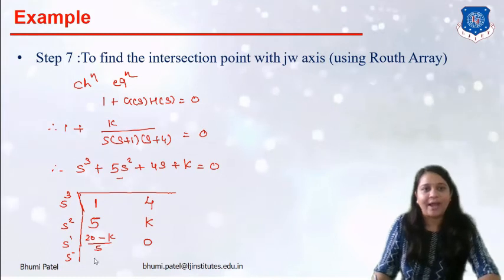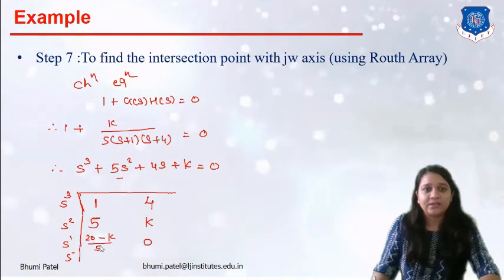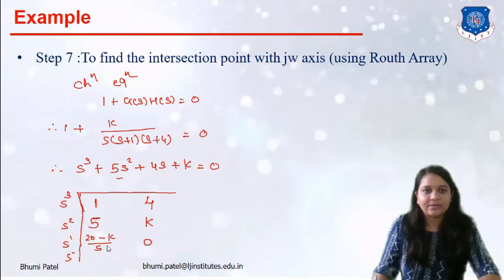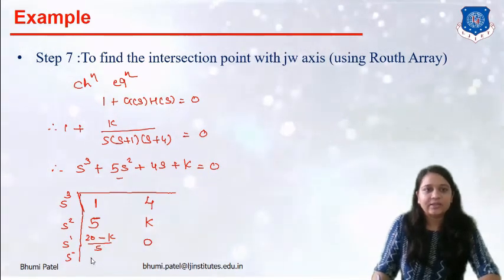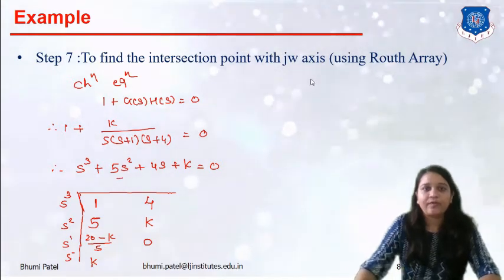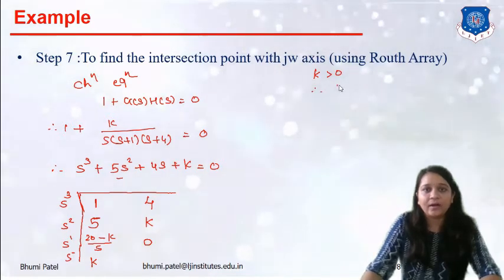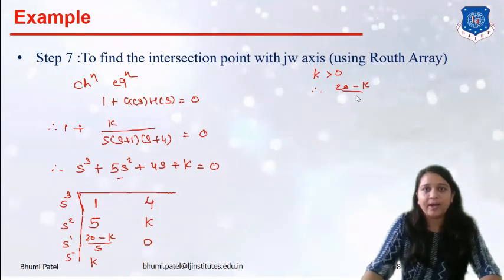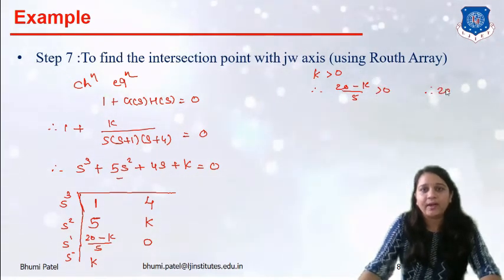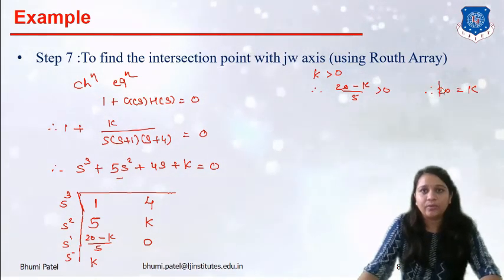Now we have to find the value of a, and for that we multiply (20 minus k divided by 5) into k minus 0, divided by (20 minus k divided by 5). So this term is cancelled out and we can get the value of k. Now we have to find the value of k. First of all, k greater than 0, and the second term (20 minus k) divided by 5 greater than 0, that means 20 is equal to k. So we can get k is equal to 20.